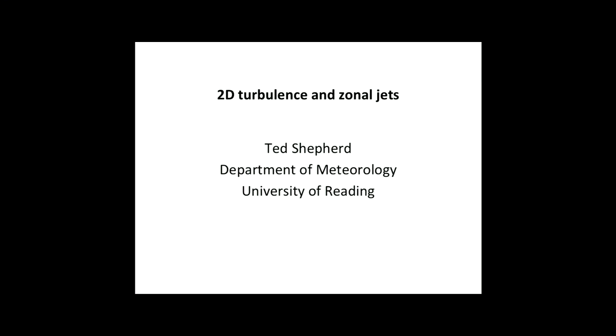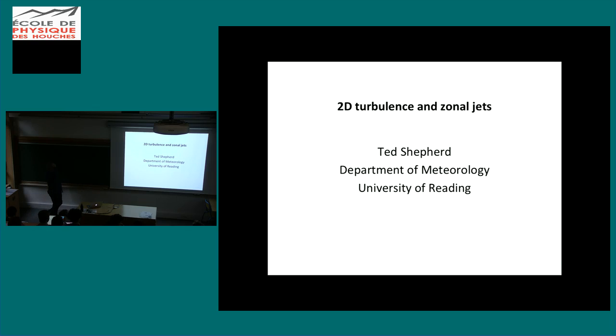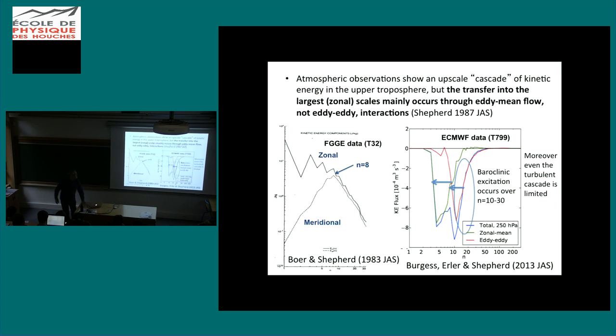Okay, so now we're going to talk about 2D turbulence and zonal jets. We've talked about jets in the context of wave and flow interaction. Of course, you can also talk about jets from a pure turbulence point of view in terms of beta jets, but we talked about 2D turbulence as well, and we're going to bring those things together and then come back to the real atmosphere and talk about some of the issues there.